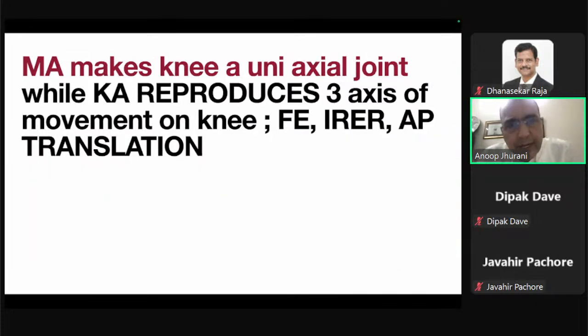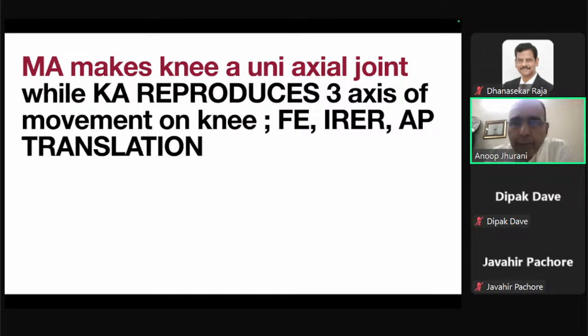Now, mechanical alignment makes the knee a uniaxial joint. What that means is that our mentors taught us to just look at the flexion extension axis of the knee. Just look at the flexion and extension of the knee. While kinematic alignment reproduces not only the flexion extension, but the internal rotation and the external rotation of the tibia on the femur. I'll just talk about it. And the AP translation. So not giving an anterior drawer or a negative anterior drawer is a very important concept of kinematic alignment, while mechanical alignment is again silent on this.